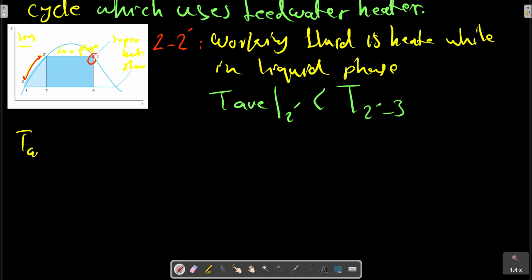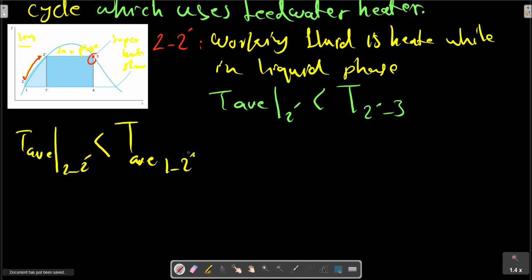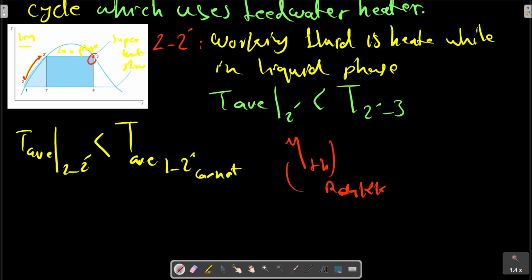T average is lower than the T average of the Carnot cycle, and as a result the efficiency of the Rankine cycle is much smaller than the efficiency of the Carnot cycle.